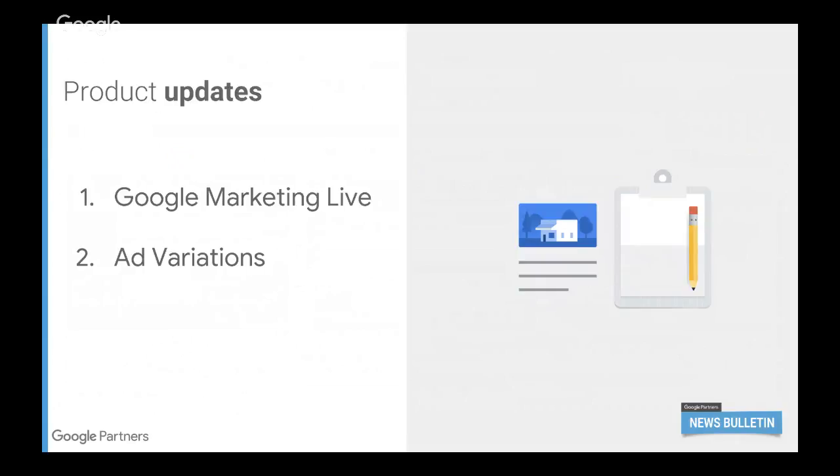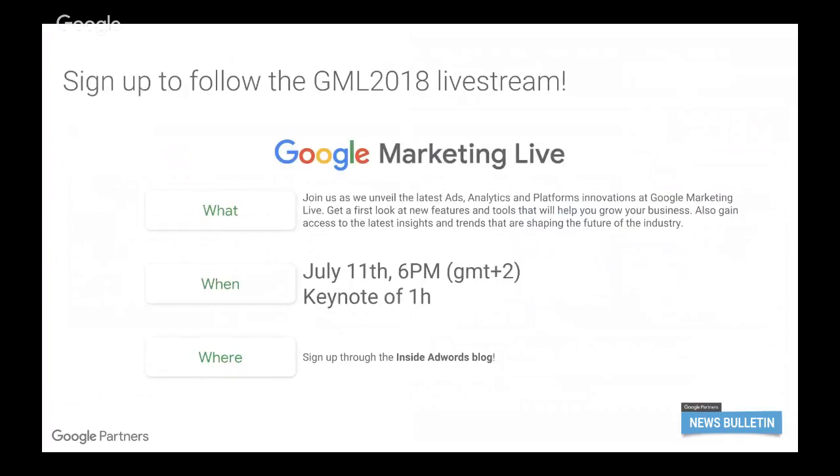So the first one is not really a product update, but it's a great way to find out about product updates. And that is our upcoming Google Marketing Live event. So it's basically for our ads business. It's the biggest conference we have every year. It's taking place in California. So if you can go there, please do.